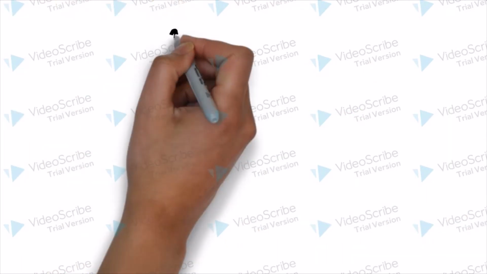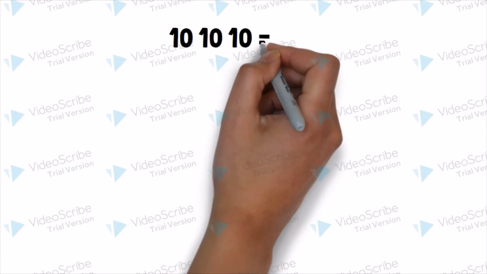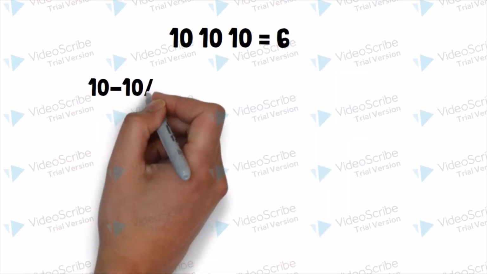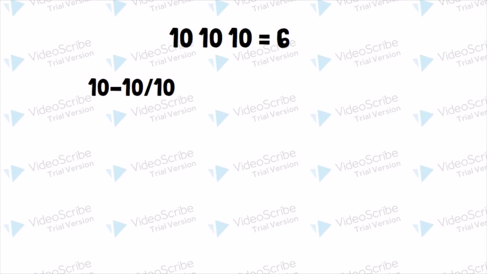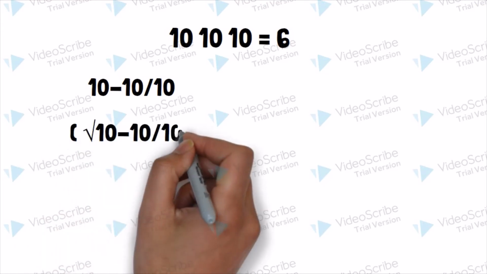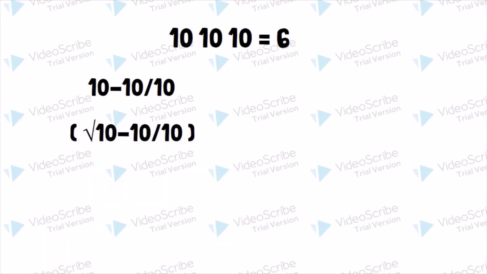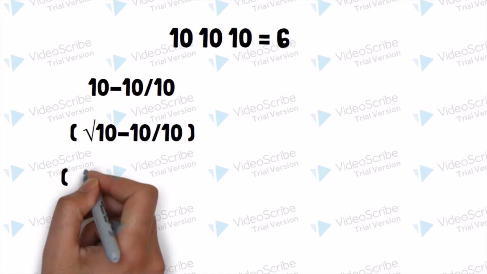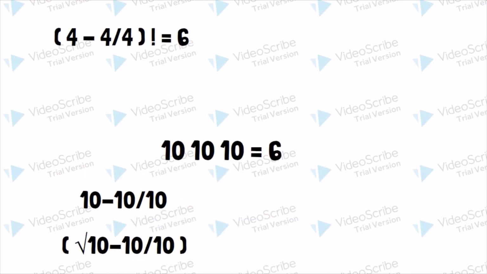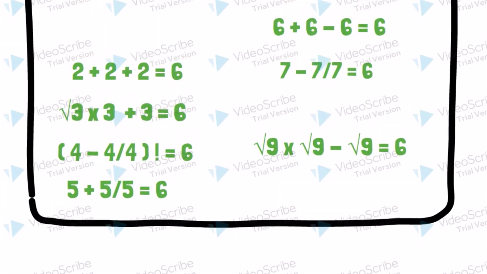Now moving forward, we'll take 10, 10, 10 equal to 6. First we'll take 10 minus 10 by 10. Then take the square root of the whole. We can write it as square root of 10 minus 10 by 10, which will give you 3. Then take the whole factorial. So 10 minus square root of 10 minus 10 by 10 whole factorial equal to 6. We'll write it apart.